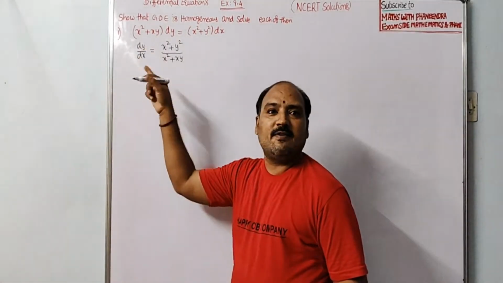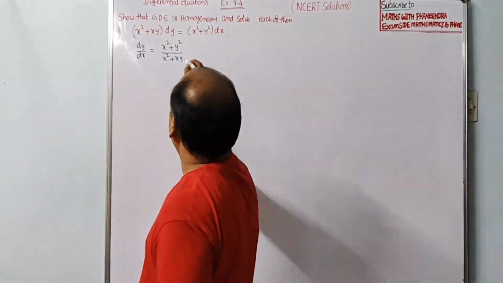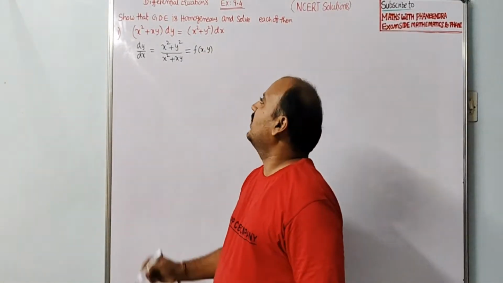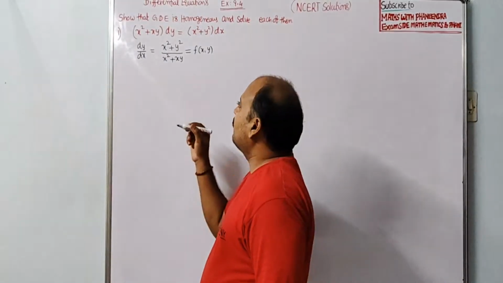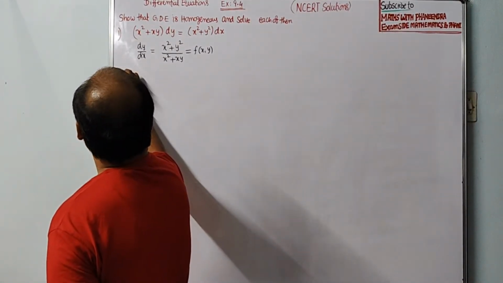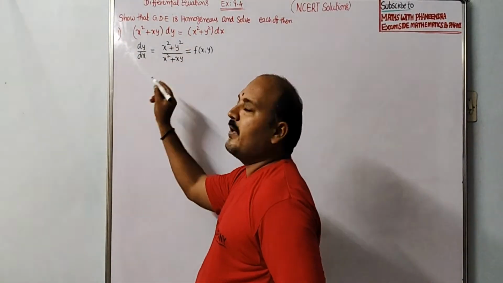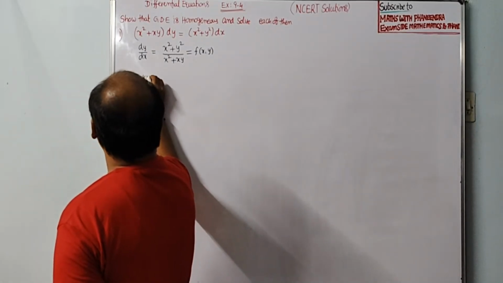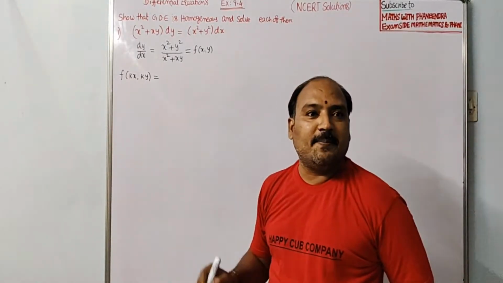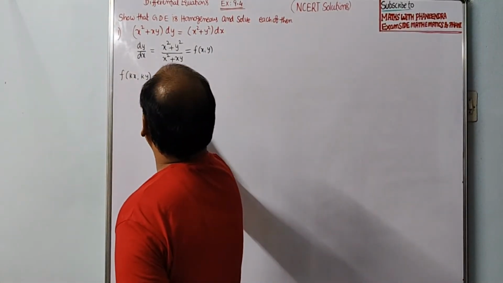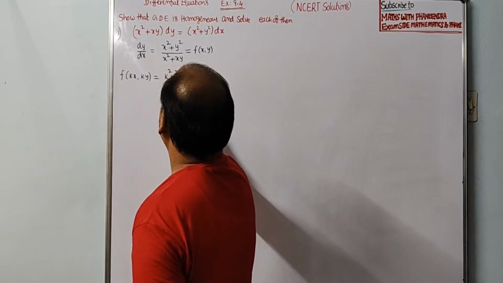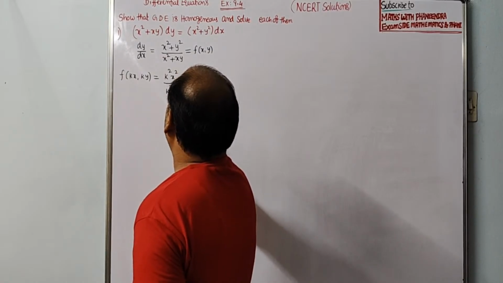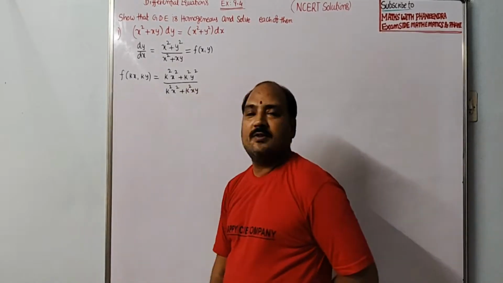This side is a function in terms of x and y, so this is equal to f of x, y. You have to prove that f of x, y is a homogeneous function. f of x, y is x square plus y square by x square plus xy. Now consider f of kx comma ky. Wherever x comma y is there, replace with kx comma ky. So it will become k square x square plus k square y square divided by k square x square plus k square xy. Am I right?